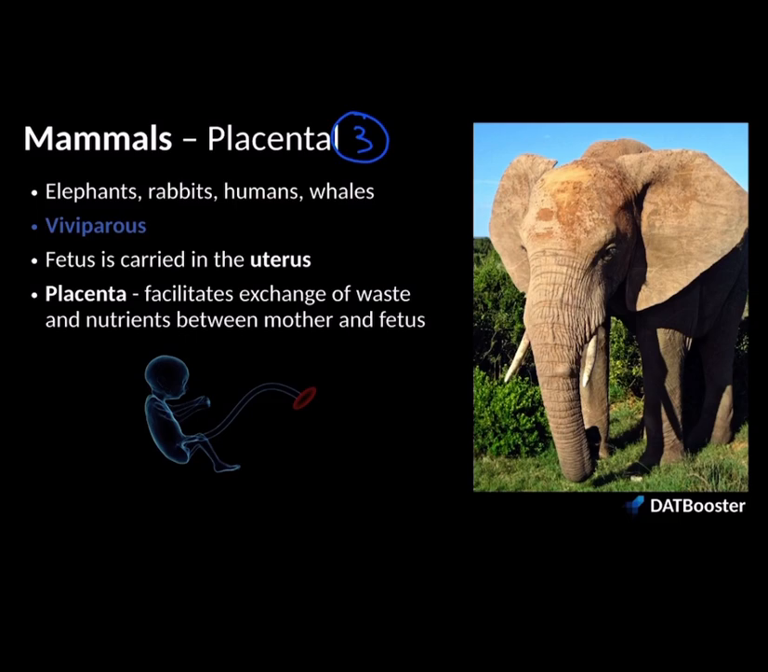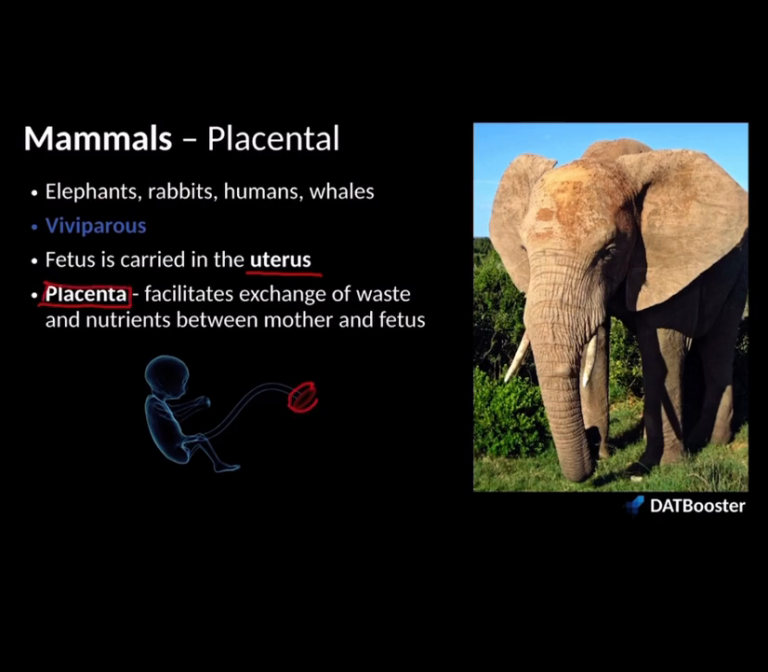Now an example of a placental mammal is an elephant or a rabbit, you and me, as well as whales. Now these animals are viviparous, meaning they give birth to live young. What's unique here is that the fetus is developed inside the mother in the uterus. There is also a placenta present, hence the name placental mammal.